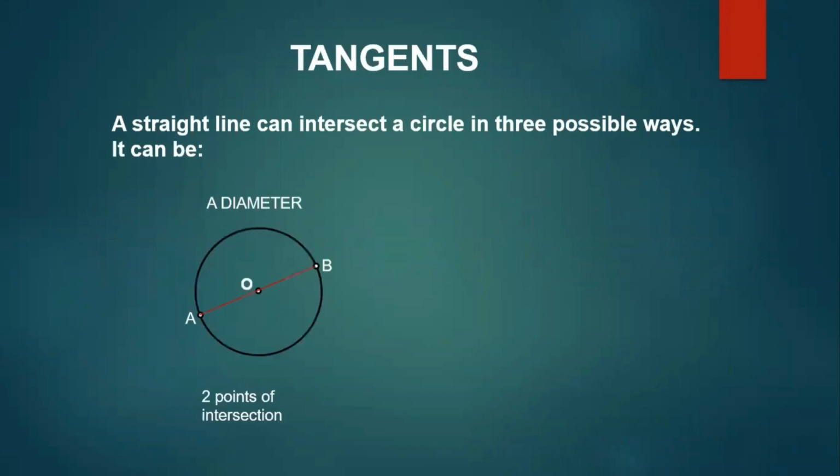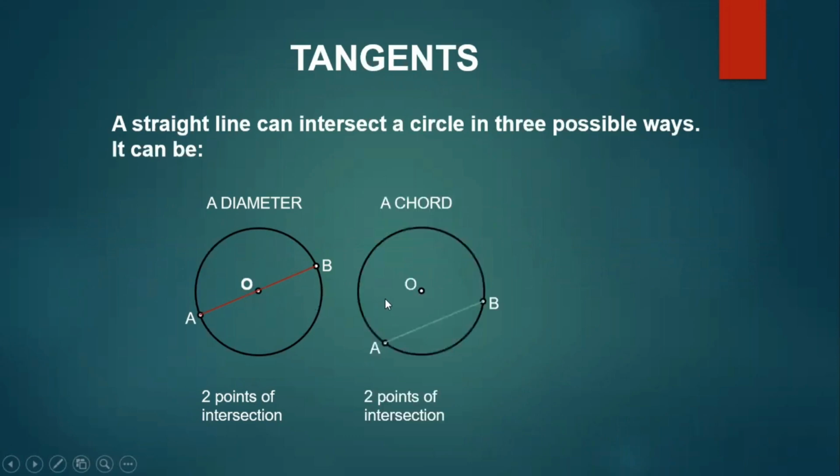The first one, it intersects in 2 points of intersection, and it is passing through the center. So, this is called a diameter. We also call the diameter the longest chord. Then again, with 2 points of intersection, we get a chord. AB is a chord here, and this AB is also a chord. The longest chord, which passes through the center, is called a diameter.